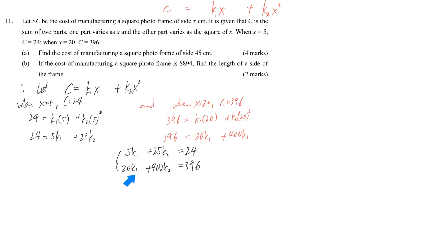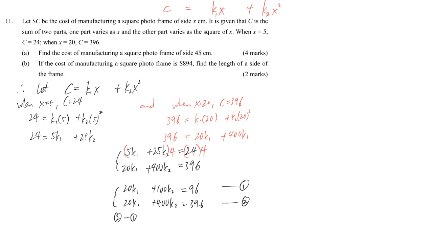But if you are going to solve it yourself, I want to make at least one of the terms the same. 5 and 20 are not the same, but I can get it by multiplying 4 on both sides. So it becomes the first equation, 20k1 plus 100k2 is equal to 96. I call the first one first equation, the second one second equation. Now they are the same item, and the same item minus the same item will become 0 and disappear. So we use 2 minus 1.